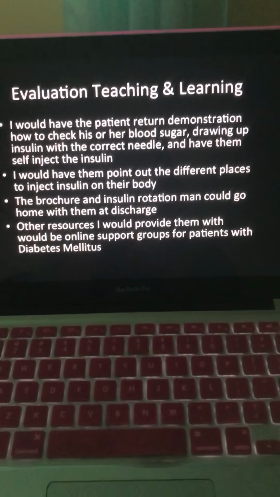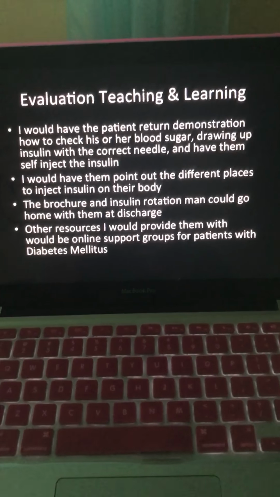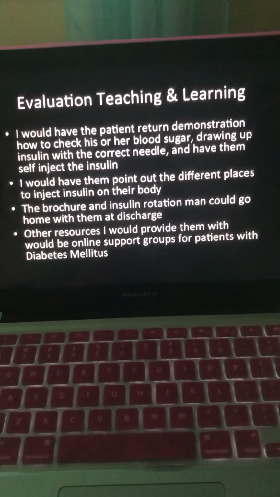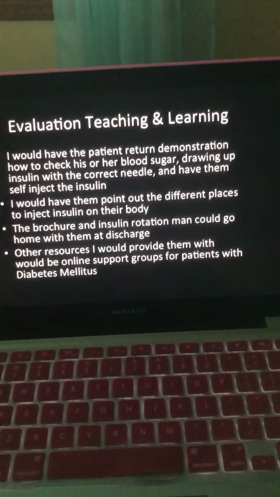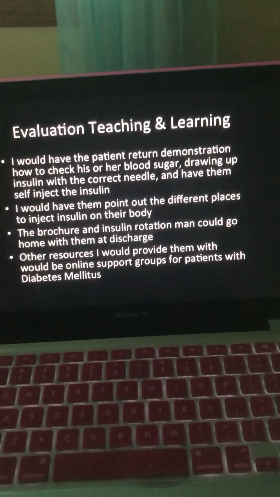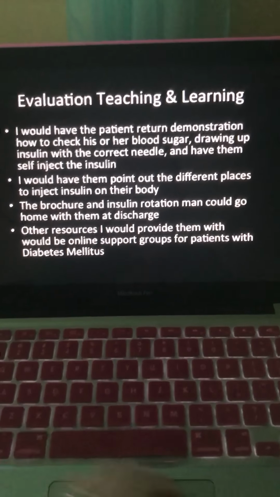And other resources that I would provide them with would be online support groups for patients with diabetes mellitus. I think this is extremely important because people write in blogs all the time, newly diagnosed patients or even patients that have been diagnosed for plenty of years, and I think it's very helpful to see what other people have to say.